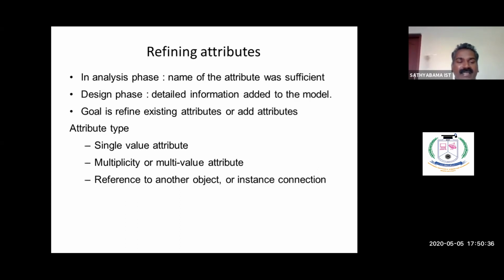So a kind of attribute values we can set. Three kinds of attributes are there. One is the single value attribute, which is basically used in a normal object-oriented design process. Multiplicity, or multiple values of attributes, can also be defined. Then the third is reference to another object, that is, a kind of object representation that we can also define.